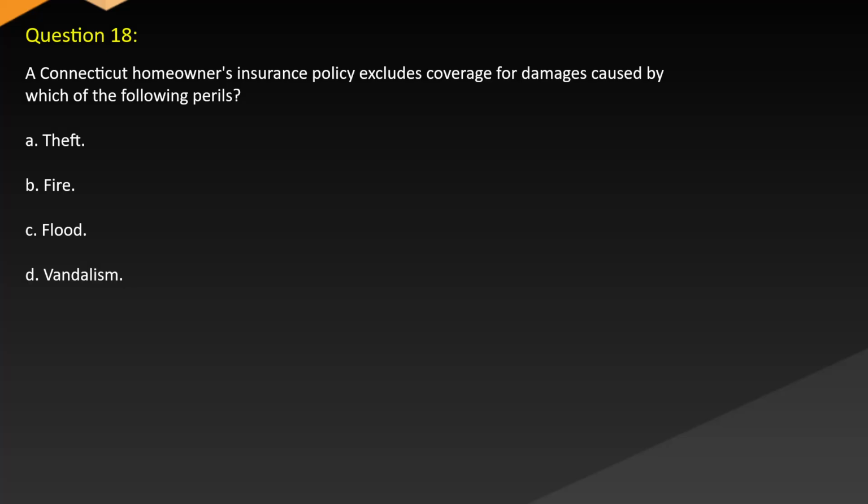Question 18. A Connecticut homeowners insurance policy excludes coverage for damages caused by which of the following perils? A. Theft. B. Fire. C. Flood. D. Vandalism.